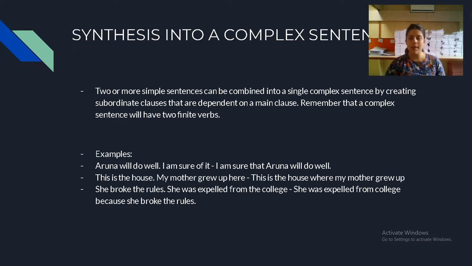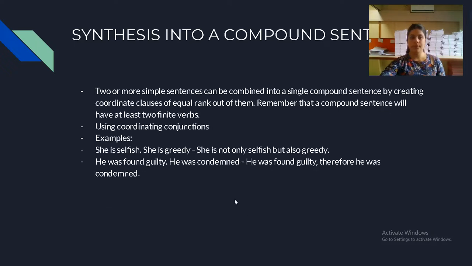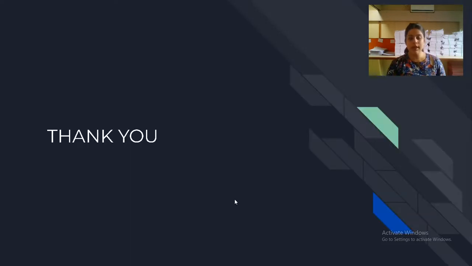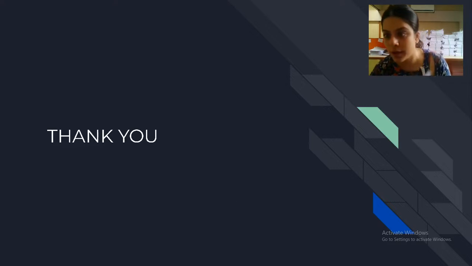This is the house. My mother grew up here. This is the house where my mother grew up. She broke the rules. She was expelled from the class. She was expelled from college because she broke the rules. So these are three types where you can synthesize these sentences. Okay. So how will you get the answers?